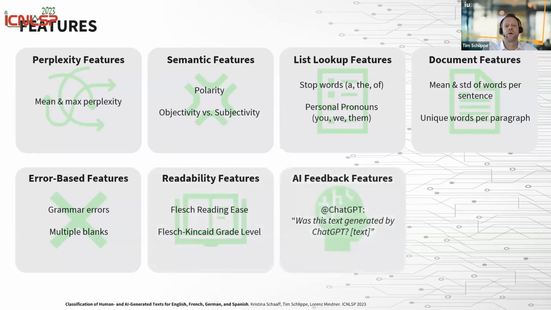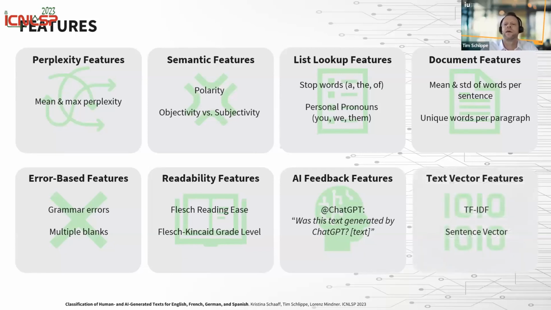One feature which hasn't been tried before by the research community was to simply ask ChatGPT, was this text generated by you? And finally, we used text vector features. In related work, TF-IDF vectors are usually used on word level, but we also tried sentence vectors on sentence level with the help of SentenceBERT.